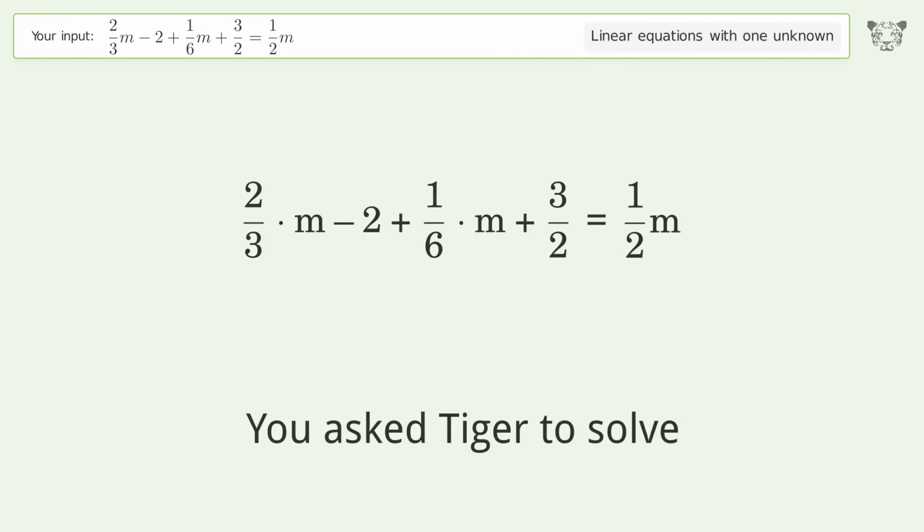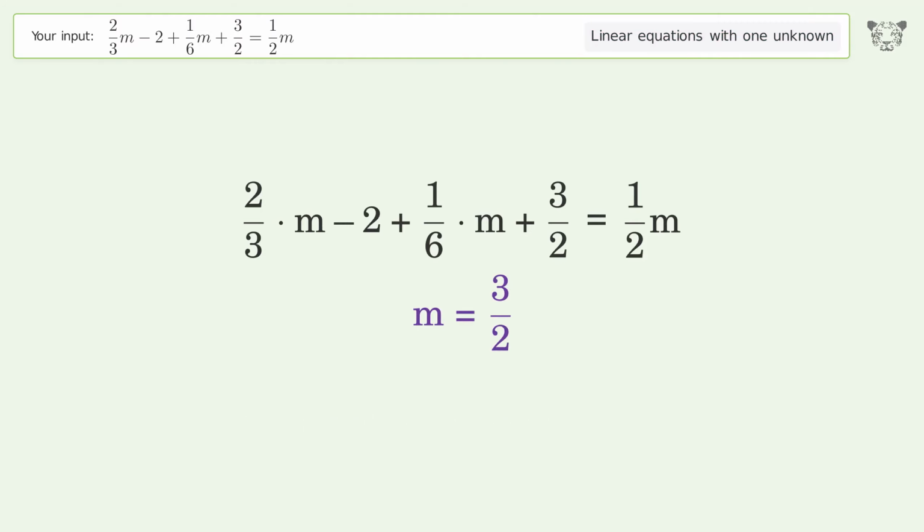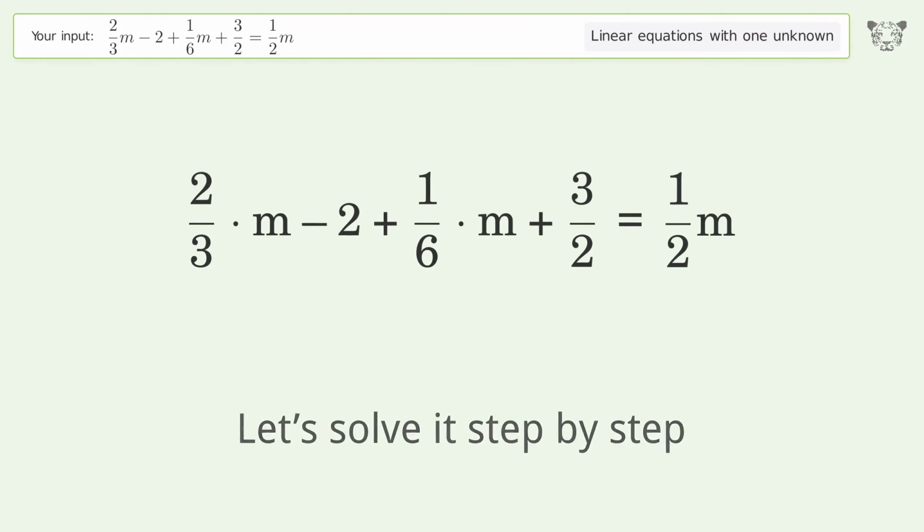You ask Tiger to solve. This deals with linear equations with one unknown. The final result is m equals 3/2. Let's solve it step by step.